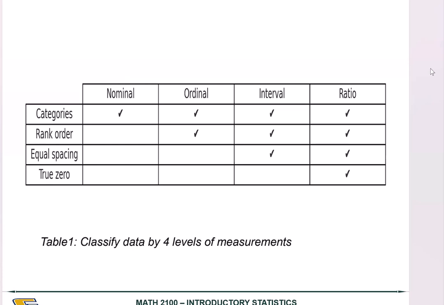And then, can you take a difference? Do you have the equal spacing property? If yes, then it must be either interval or ratio. And then the last one: does the zero mean nothing at all? If yes, then it will be ratio. So we can use the table to check its completeness.